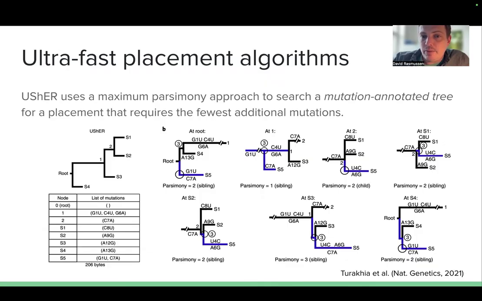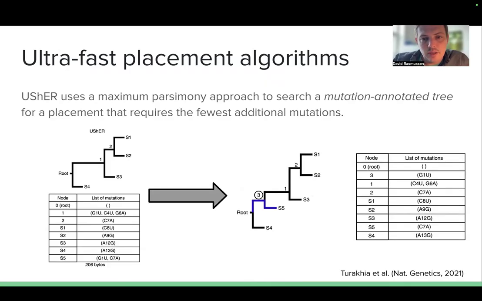And so this is what we call the most parsimonious reconstruction, the tree reconstruction that requires the fewest additional changes or transitions, or in this case, mutations. So in this case, we would place S5 along branch 3 here because that minimizes the number of additional mutations required to explain the sequence data at all of the tips.